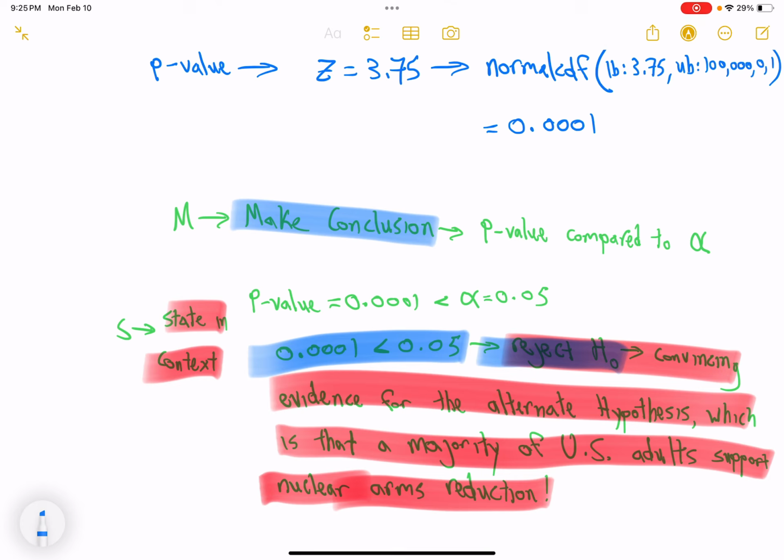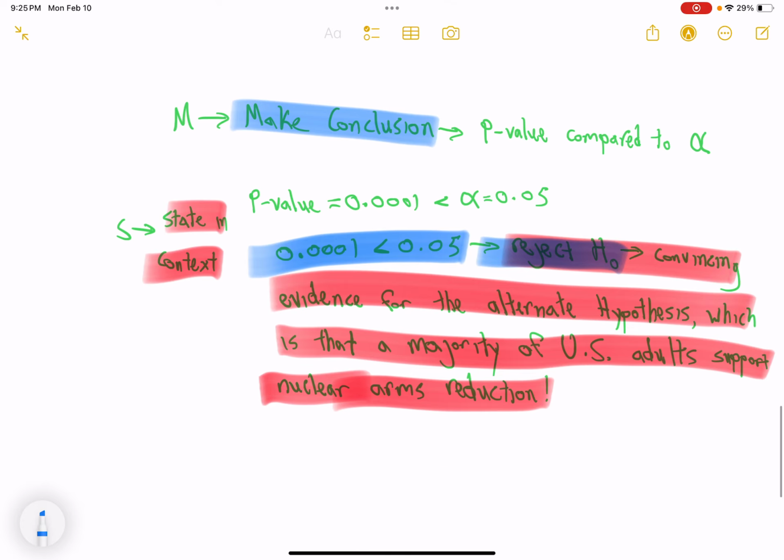And in this case, that proved to be what happened. Our p-value was smaller than the alpha of 0.05. Therefore, we rejected the null, and we stated we have convincing evidence for the alternate hypothesis, and in context, that means we have convincing evidence that a majority of US adults support nuclear arms reductions.